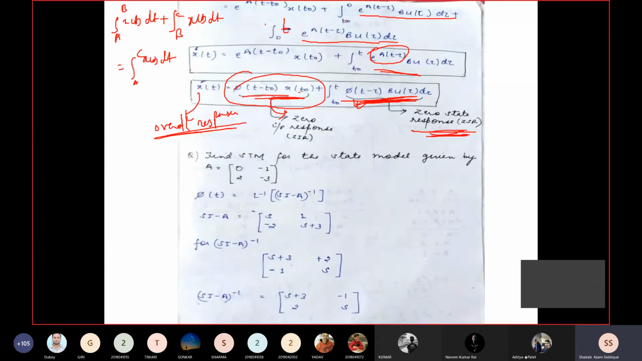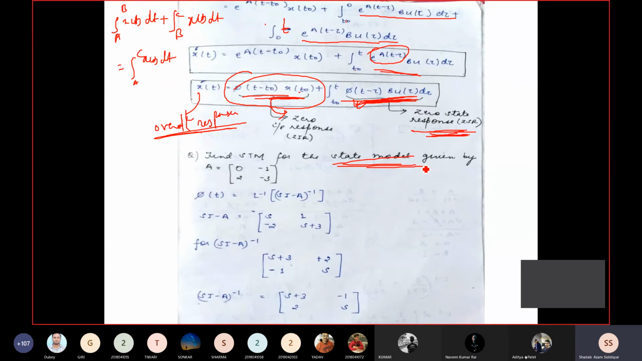Okay, so now try to see the problem which is given: find the state transition matrix for the state model given by A is equal to this. See, it is not given as a full state model, it is given as a state matrix. It is simply written as A. So A is given, and using A, you try to find the state transition matrix.